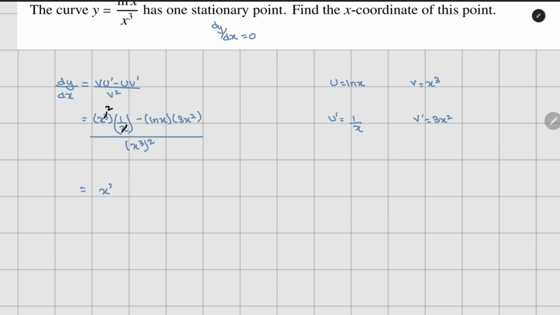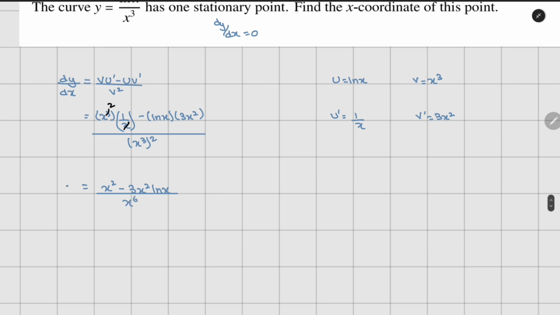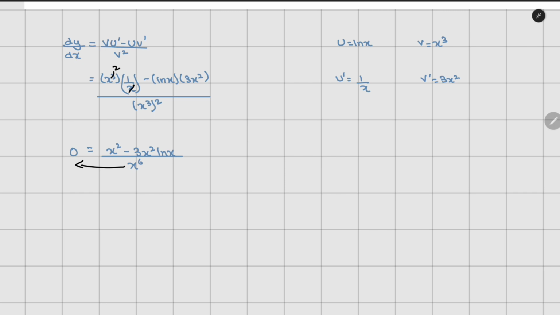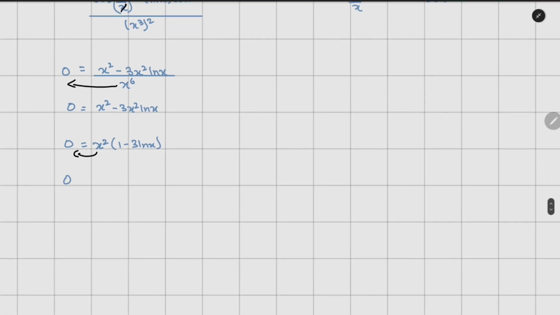So it's going to become x squared minus 3x squared ln x upon x to the power 6, and now we're going to equate it to 0 because we need to find the x coordinate of the stationary point. So if we send x to the power 6 over here, it's going to become 0. So we're going to be left with this, and then we can take x squared as common and it's going to be 1 minus 3 ln x. Again, if we send x squared here, it's going to be divided by 0 and it's again going to become 0. So 0 equals 1 minus 3 ln x.